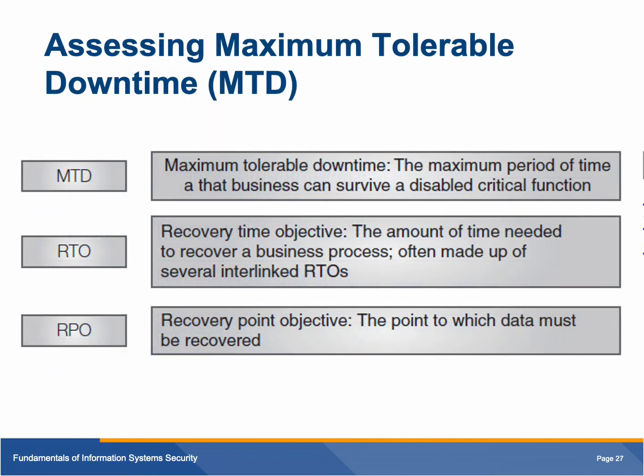Some of the different metrics that we're going to be using to help us set this up are the maximum tolerable downtime, the MTD: the maximum period of time that a business can survive with a disabled critical function. The RTO, our recovery time objective: the amount of time needed to recover a business process. And then the RPO, the recovery point objective: the point at which data must be recovered. This is going to help us determine what we're going to be setting up, what the priorities will be, and how long we should plan, which is directly going to correlate to the cost of the exercise.